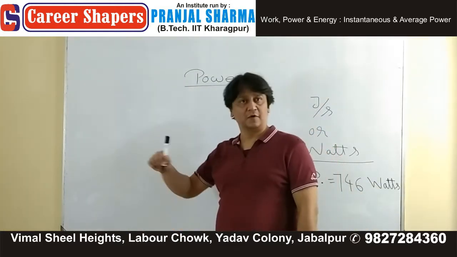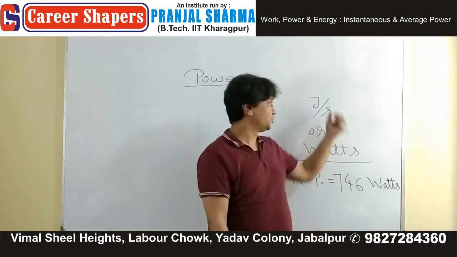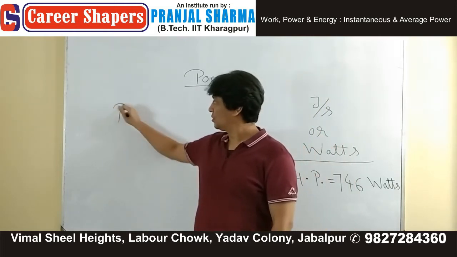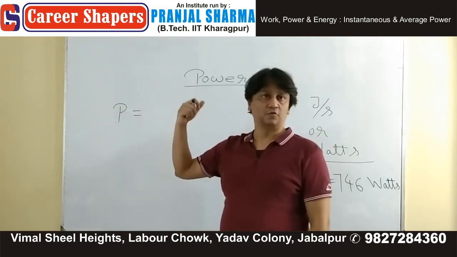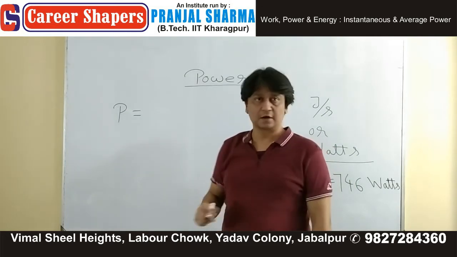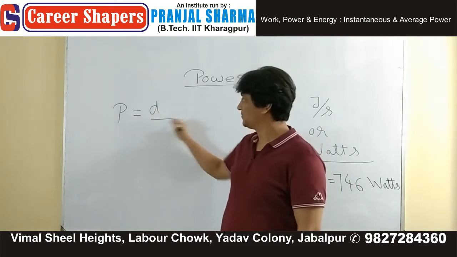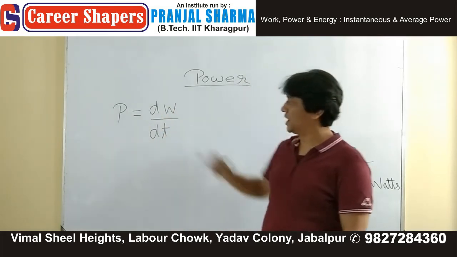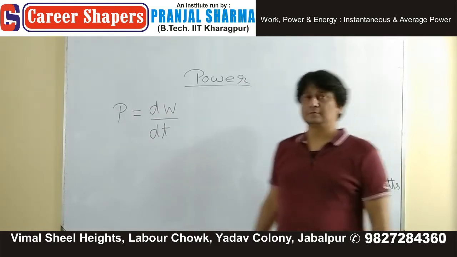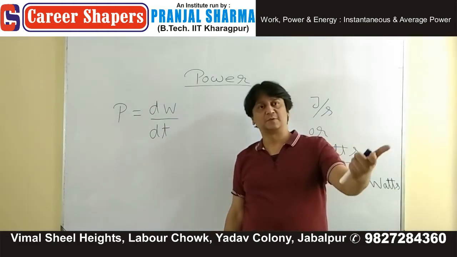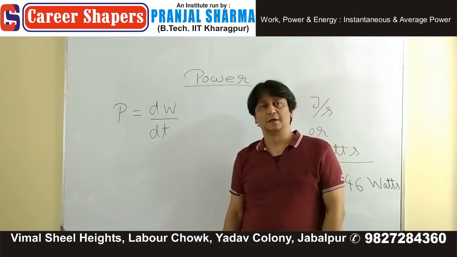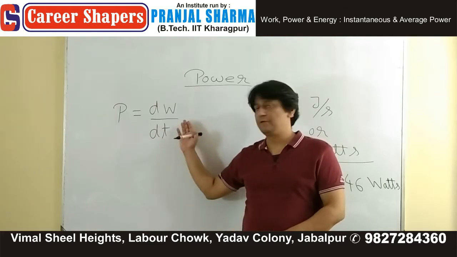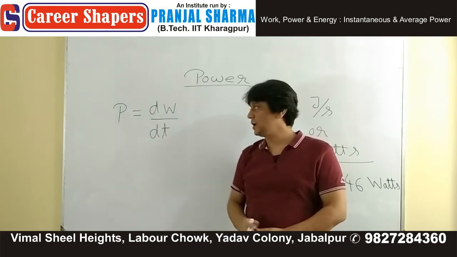Now let's see why power is a scalar quantity and why it has a unit like joules per second. The way power is defined is what? Rate of doing work. And how do you define rate? Rate is defined with the help of dW by dt. Rate of change of displacement, ds by dt. Rate of change of velocity, dv by dt. Rate of doing work, dW by dt.